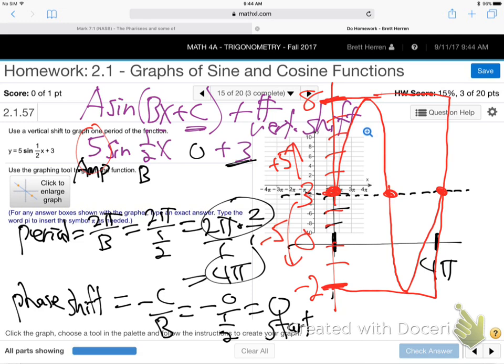3 minus 5? Negative 2, huh? So the midline's 3, add 5, subtract 5. You always add and subtract the amplitude from the midline. Add 5 and subtract 5 from 3, and that gives you the top and the bottom. It goes up 5 and down 5 from the 3, so up to 8 and down to negative 2. Sine always starts at 0, hits 0 in the middle, ends at 0.